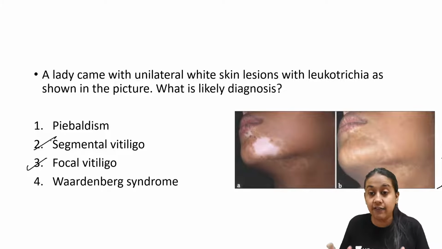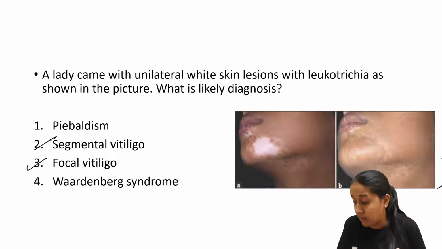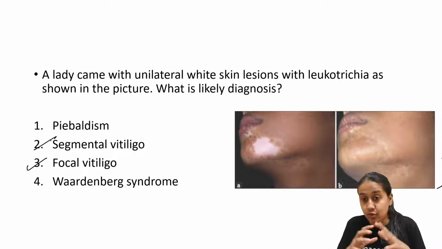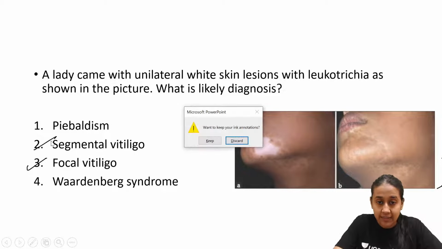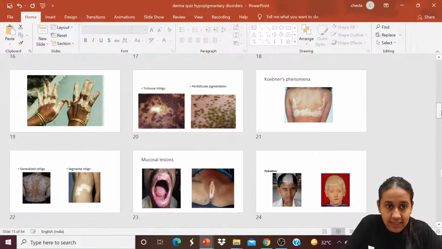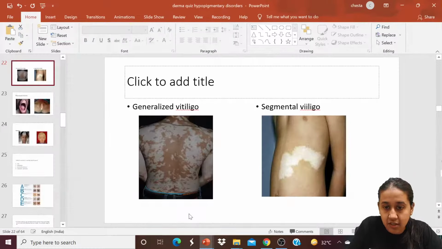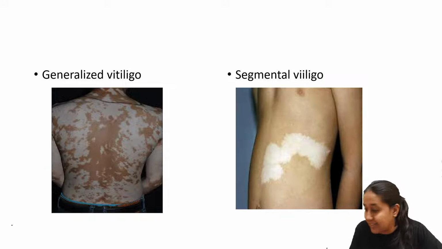Yes, focal can have spots everywhere, so we cannot say, Sparrow, but you can see multiple focal spots. If you see focal spots everywhere, then this can be confused with generalized vitiligo also. Let me see if I have the images here for you. I think I have the images. Okay ji. So this is how you can differentiate a segmental vitiligo from a focal vitiligo or a generalized vitiligo.